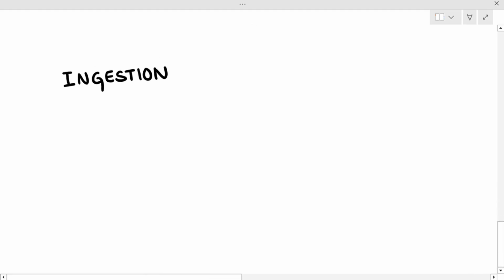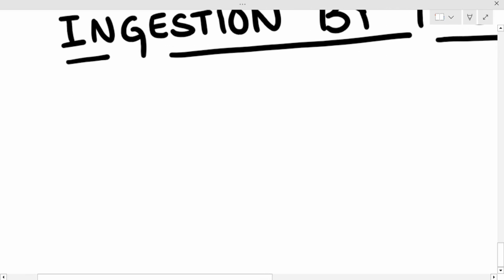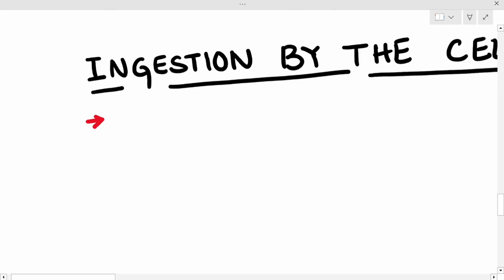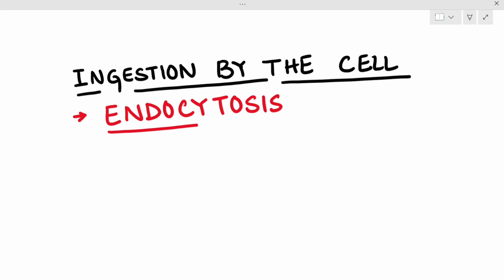ingestion by the cell. Okay. So the process by which the cell ingests the foreign particles from outside to the inside, that process is known as endocytosis. Endocytosis. Okay. By this process, the cell ingests.